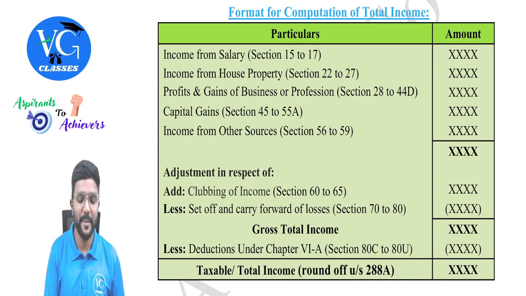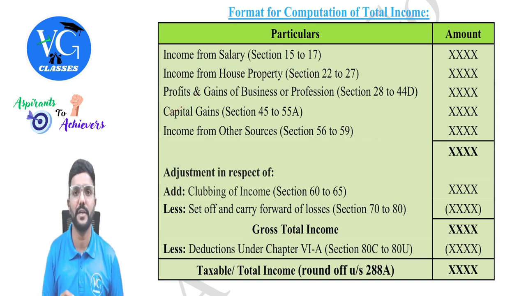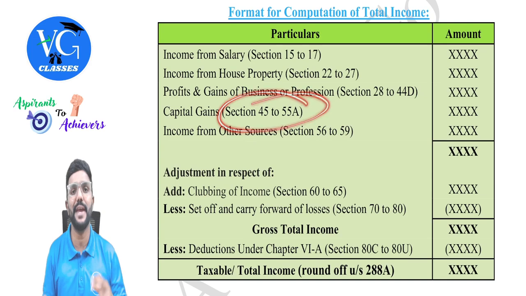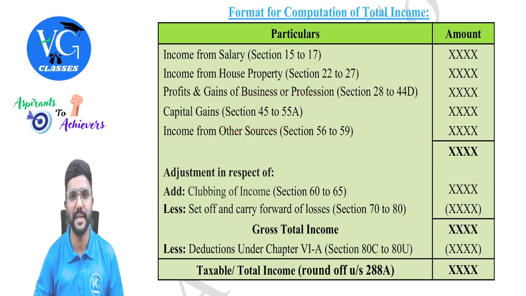Okay. Next, coming to capital gains, which is the fourth head of income, section 45 to 55A contains the provisions with respect to capital gains. 45 being a charging section will tell the gains on the transfer of a capital asset during the previous year will be taxable under the head capital gains.